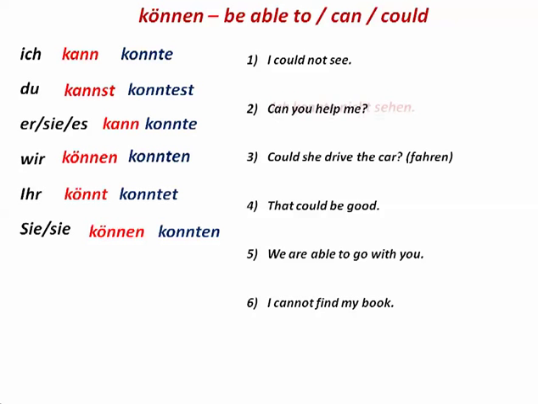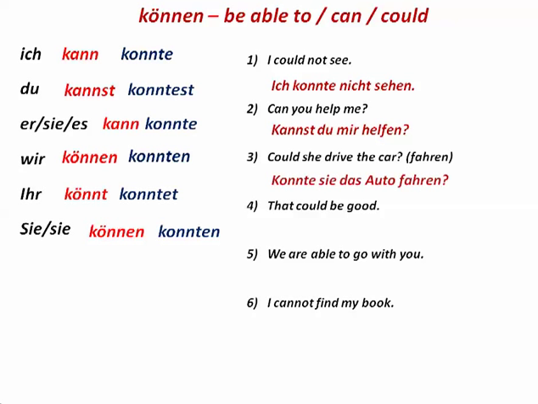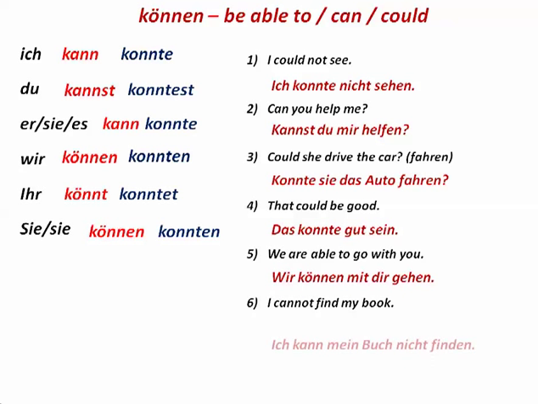So I could not see. Ich konnte nicht sehen. Can you help me? Kannst du mir helfen? Remember, helfen is a dative verb, that's why it's mir. Could she drive the car? Konnte sie das Auto fahren? That could be good. Das könnte gut sein. We are able to go with you. Wir können mit dir gehen oder mit ihnen. Ich kann mein Buch nicht finden.